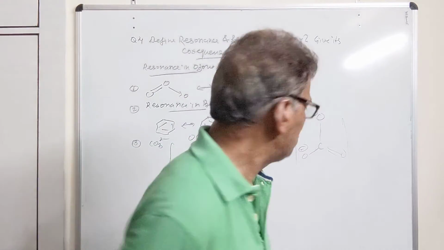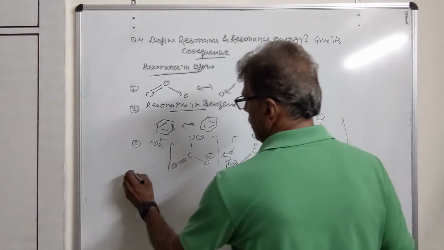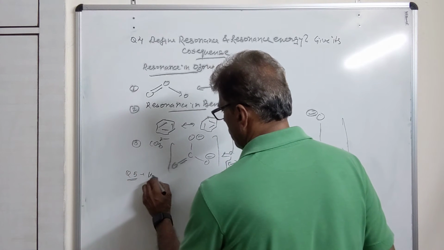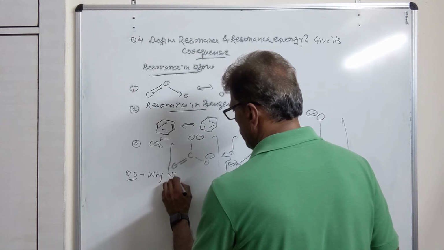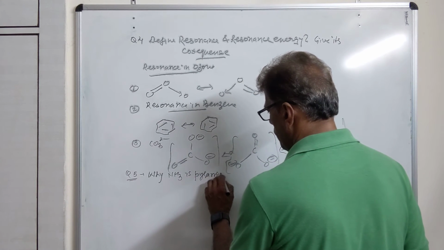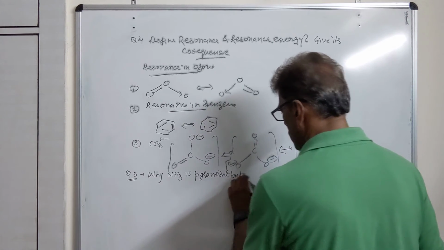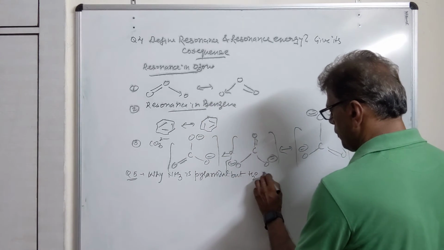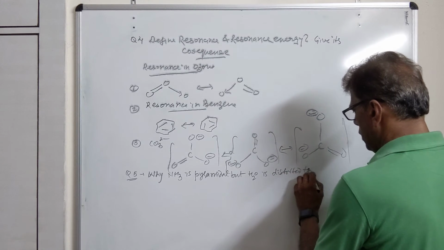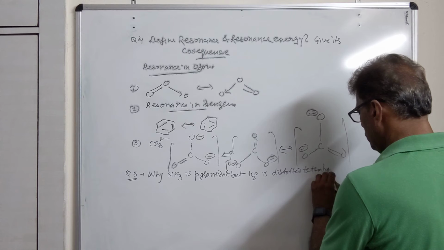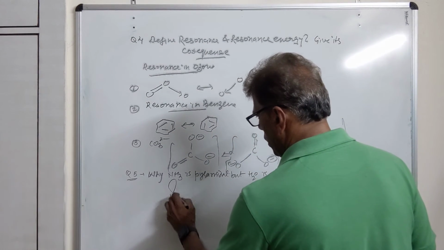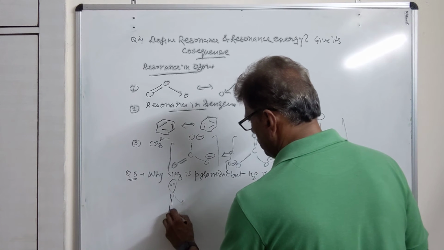Then we have another question, question number five of this lecture: why is the ammonia molecule pyramidal, but water is distorted tetrahedral? Seeing their structure, in ammonia we have one lone pair of electrons.